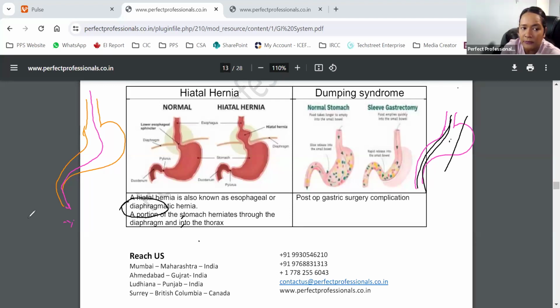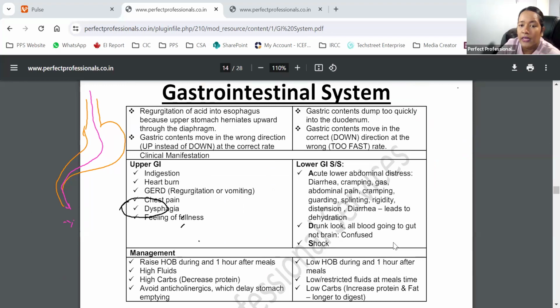Okay, that will be clear. Now, gastric contents dump too quickly into the duodenum. Gastric contents move in the correct direction at the wrong rate.